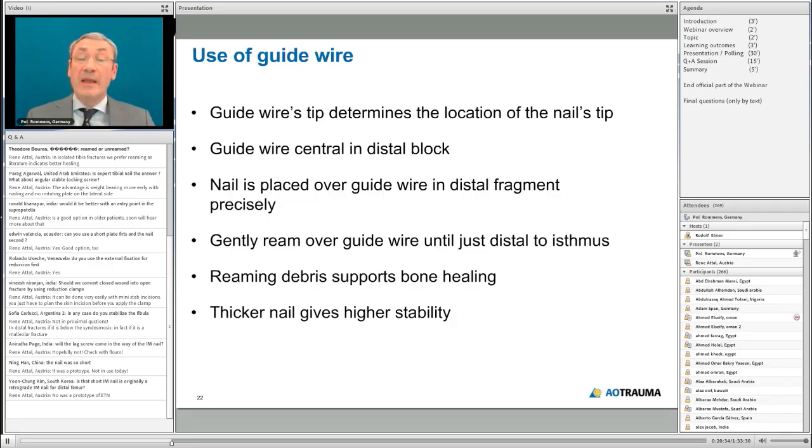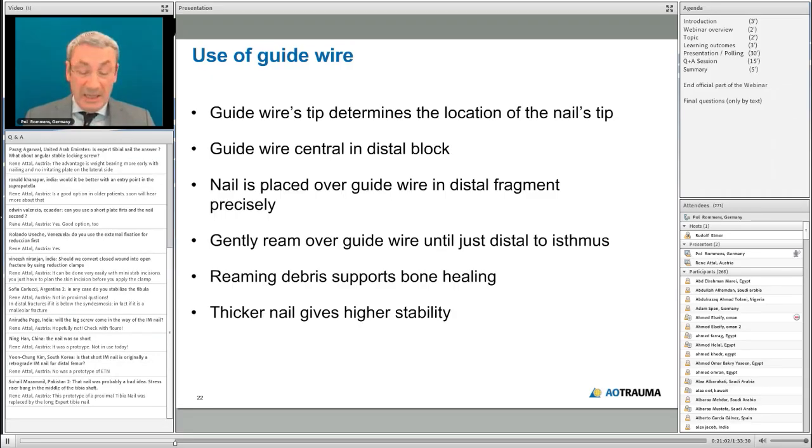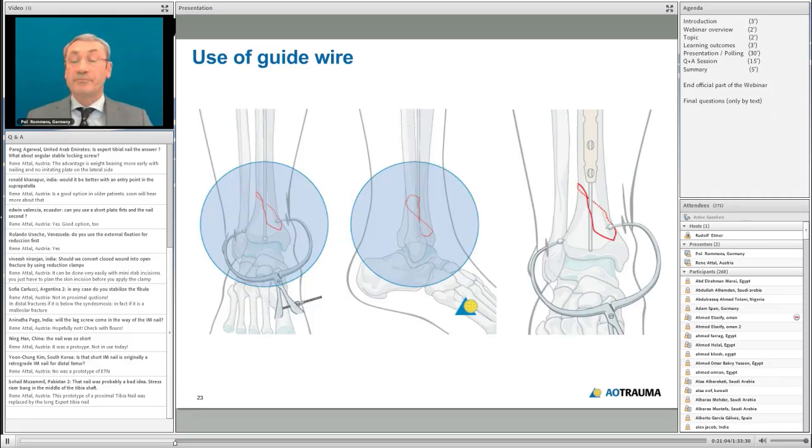But we recommend not to ream until very distally, but just to ream distal to the isthmus so that the nail is inserted in solid spongious bone in the distal block, and there is no risk of secondary malalignment. And a thicker nail, thanks to reaming, gives you a higher stability of the bone implant construct.